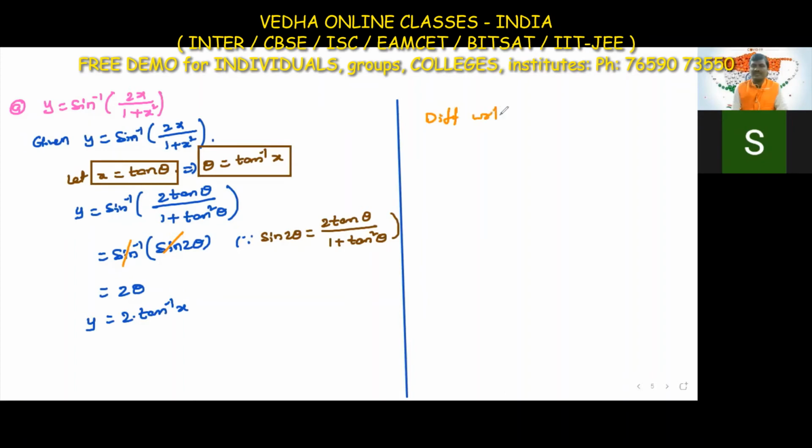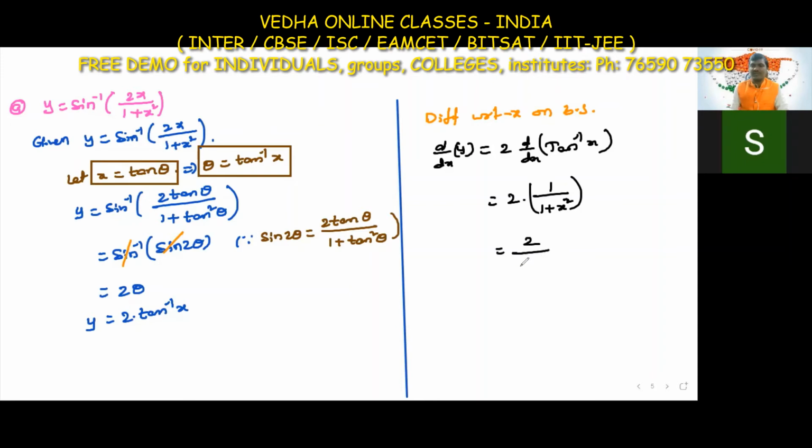Differentiating with respect to x on both sides, we get d by dx of y equals 2, which is a coefficient, times d by dx of tan inverse x. What is d by dx of tan inverse x? We have to check the formula. The formula for d by dx of tan inverse x is 1 by 1 plus x square. So 2 into 1 by 1 plus x square means 2 by 1 plus x square.